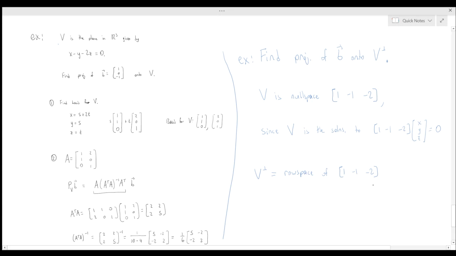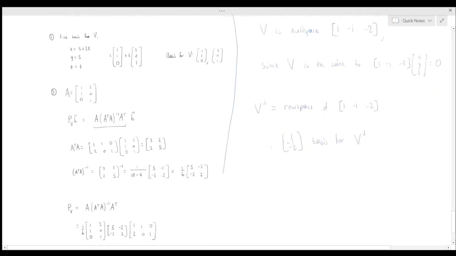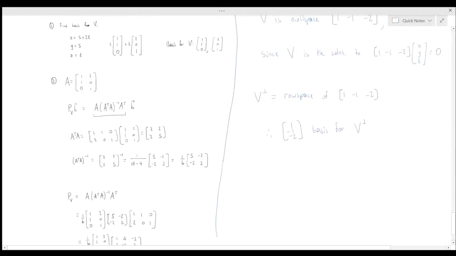And in this case, since it's just one row, this one vector itself would be a basis for the orthogonal complement of V, okay? So now that we have a basis for the orthogonal complement, we form a matrix A by using it as, well, it would only be one column, okay? All right. And then we will just go through this whole process again to get the projection vector, all right?